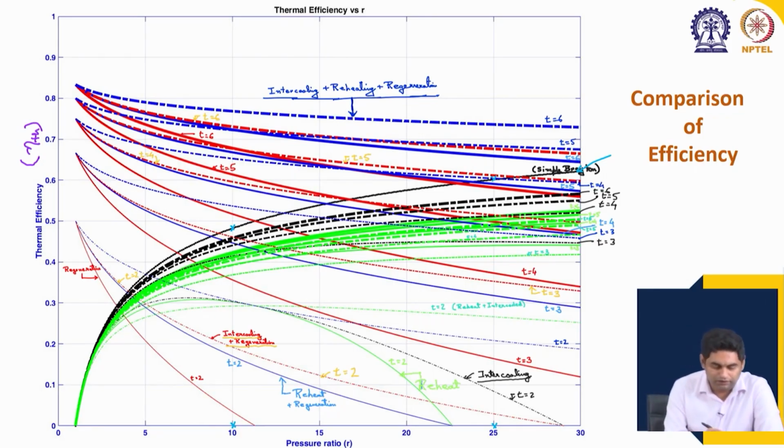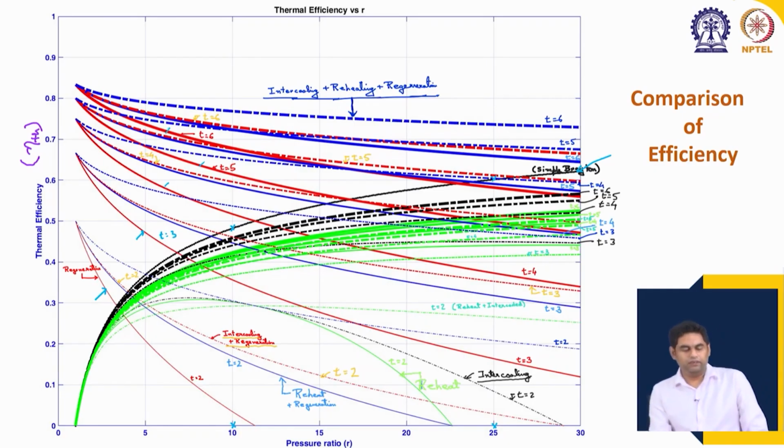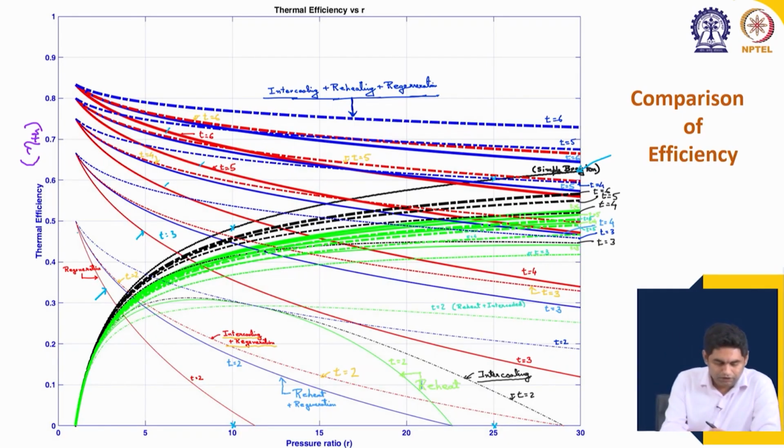Regeneration is shown here by these solid red lines. So, T equal to 2, T equal to 3, like this, T equal to 4, T equal to 5, T equal to 6 up to this point. So, you can see that regeneration, as we had discussed qualitatively, quantitatively also we can see how it decreases, and then there is a crossover point with the simple Brayton cycle.